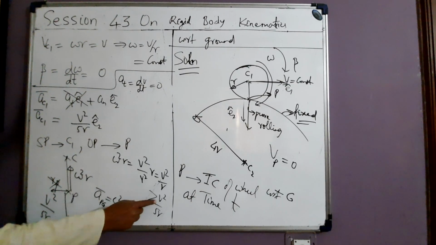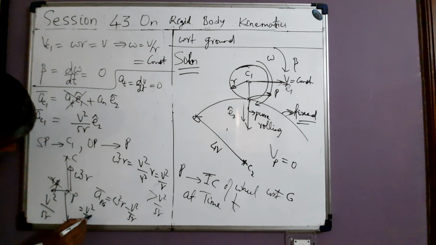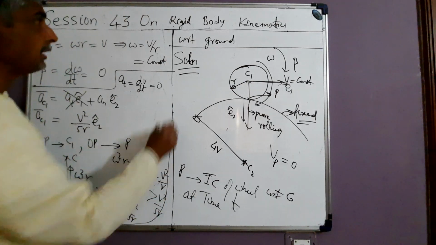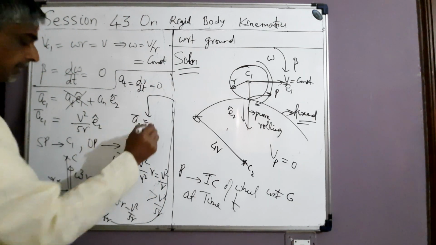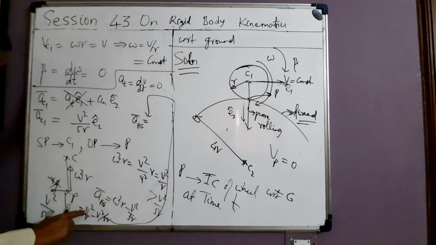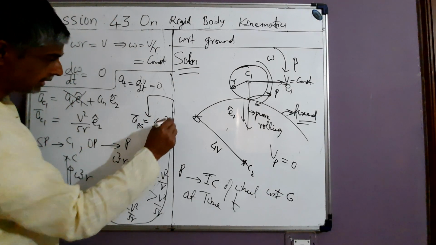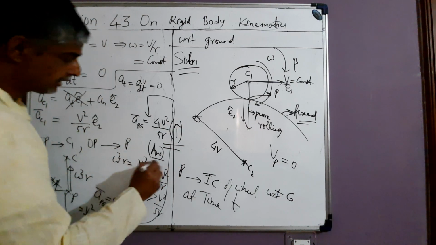So omega square r is v square by r. This becomes v square by r minus v square by 5r. So acceleration of P with respect to ground becomes v square by r minus v square by 5r, that is 4v square by 5r in upward direction. That is therefore the required answer.